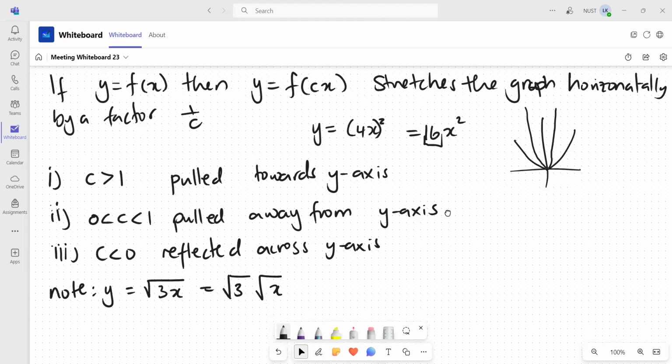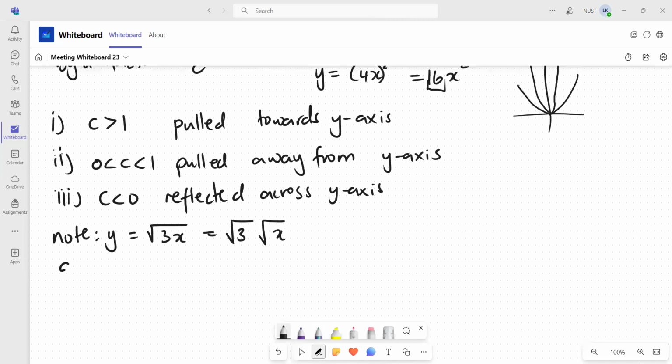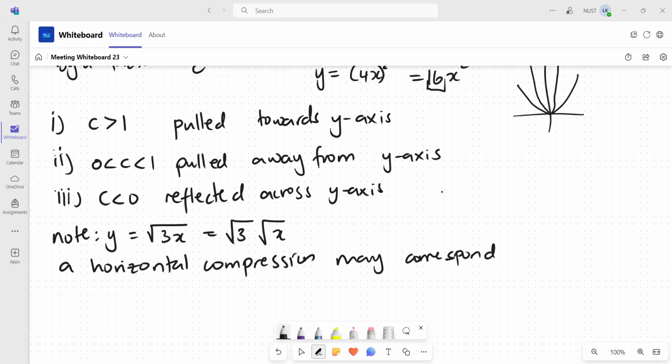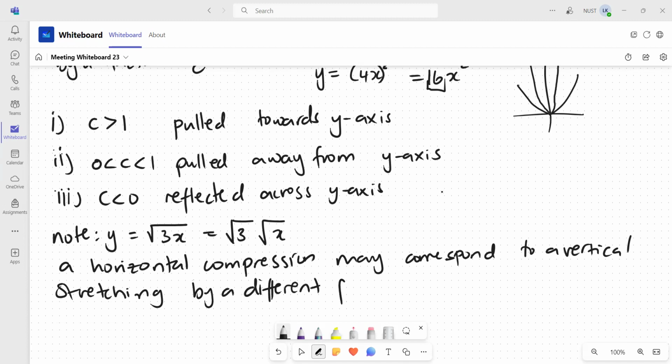And in summary, we say that horizontal compression may correspond to vertical stretching by a different factor, and vice versa.